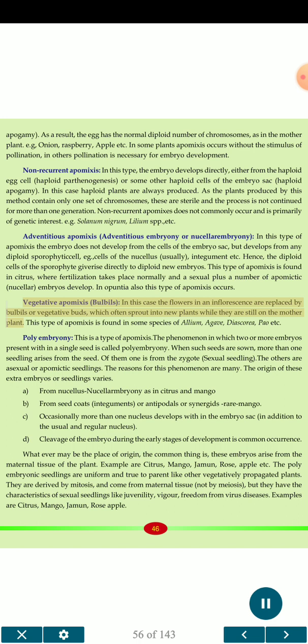Vegetative apomixis, bulbils. In this case the flowers in an inflorescence are replaced by bulbils or vegetative buds, which often sprout into new plants while they are still on the mother plant. This type of apomixis is found in some species of allium, agave, dioscorea, poa, etc.